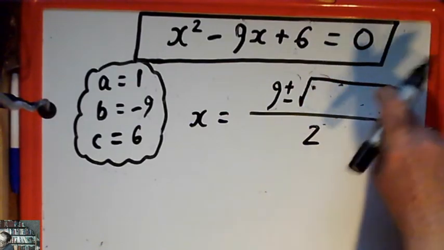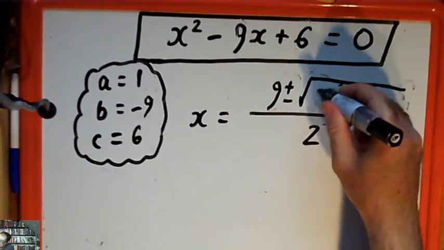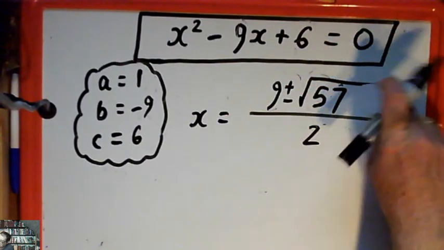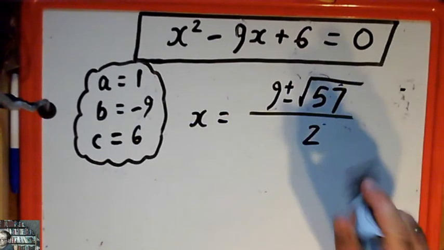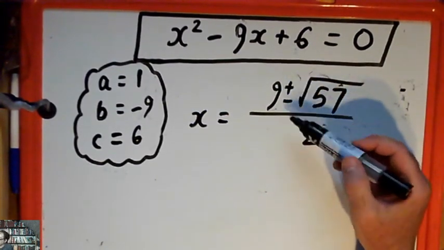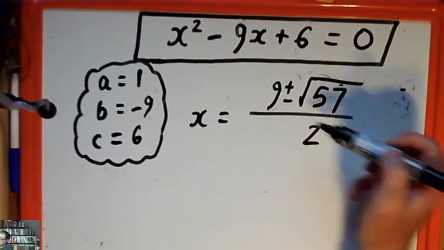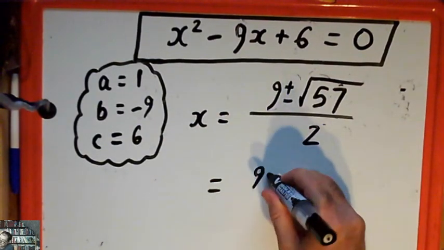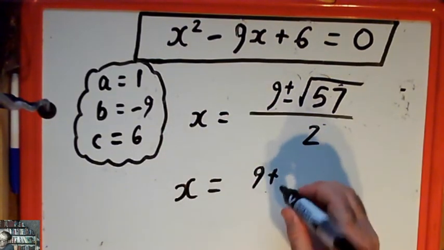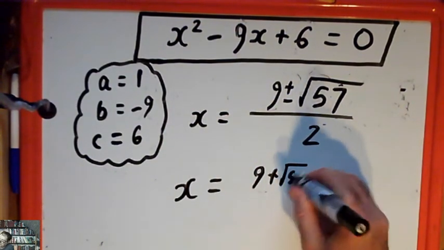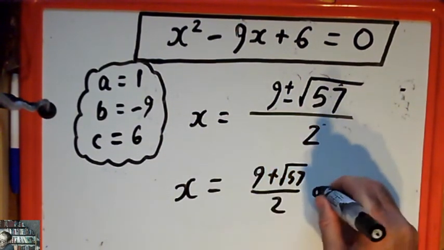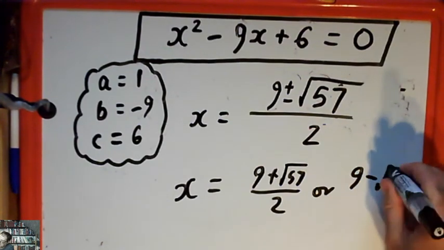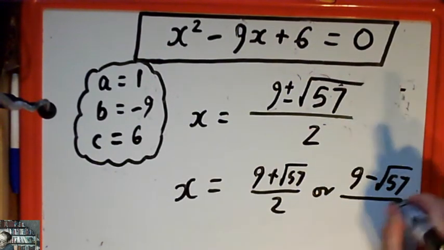So I'm going to get the square root of 57. So my two solutions are going to come from 9 plus or minus the square root of 57, all of that divided by 2. So x equals 9 plus root 57 over 2, or 9 minus root 57 over 2.